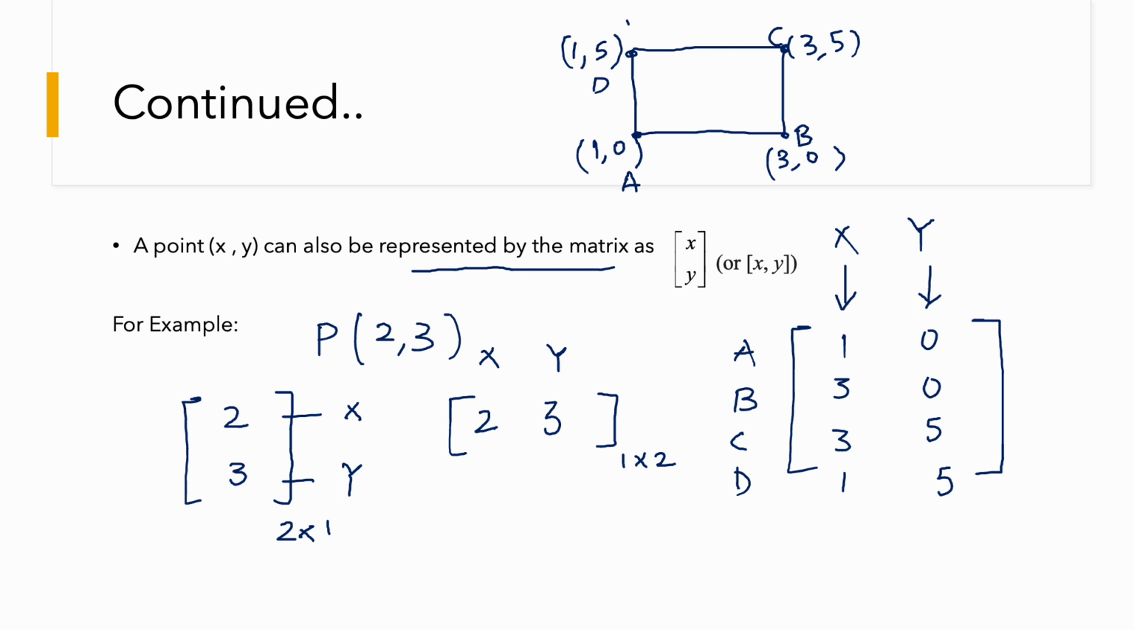I can again make the brackets to make it clear for you, like this. And the order of this matrix would be what? There are 4 rows, 1st, 2nd, 3rd, 4th. 4 rows are there and 2 columns, so 4 by 2. So it's a 4 by 2 matrix.